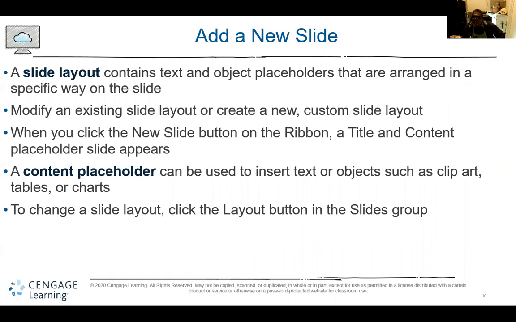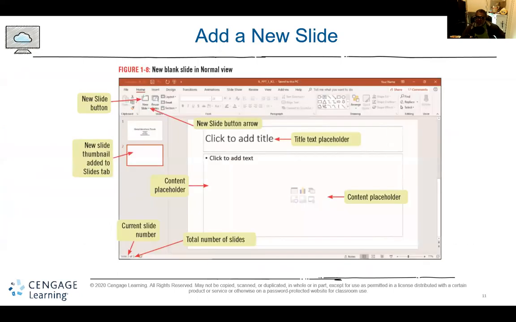A slide layout contains text and object placeholders that are arranged in a specific way on the slide. So modify an existing slide layout or create a new custom slide layout. When you click the new slide button on the ribbon, a title and content placeholder slide appears. A content placeholder can be used to insert text or objects such as clip art, tables, or charts. To change a slide layout, click the layout button in the slides group.